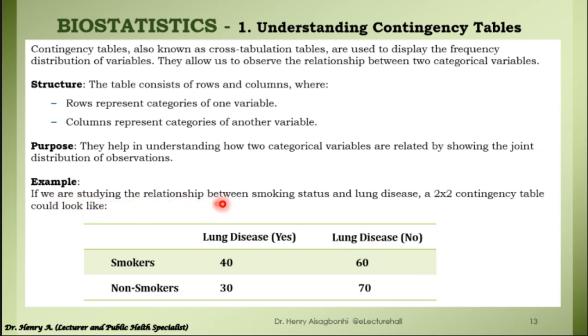For example, if we are studying the relationship between smoking status and lung diseases, a 2 by 2 contingency table could look like this. So this is that. Let's move to the next topic so that we continue the discussion there.